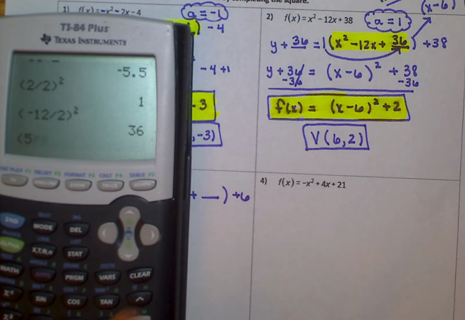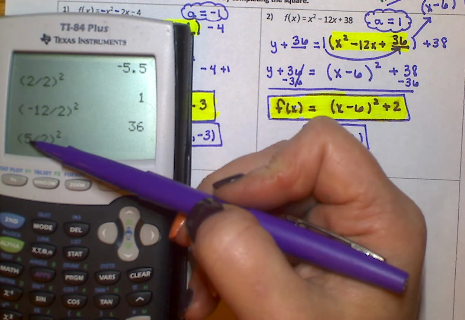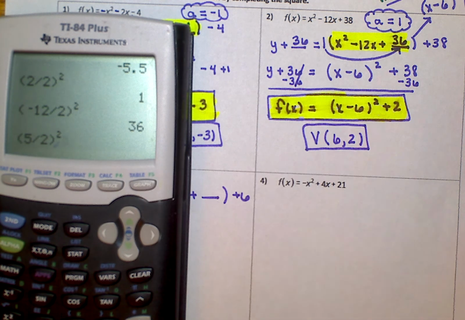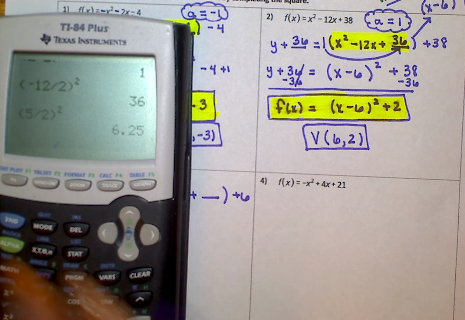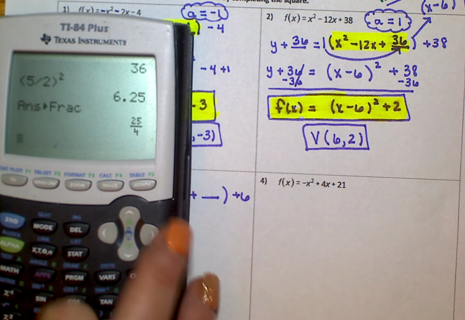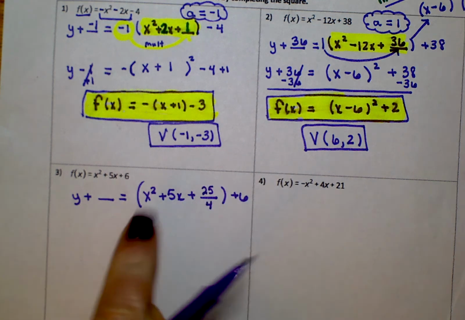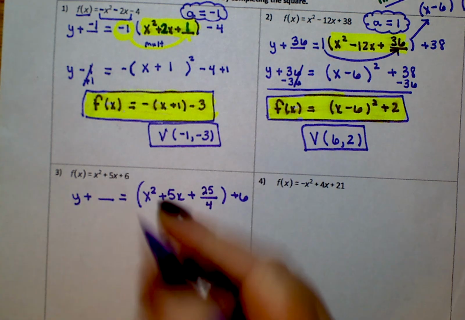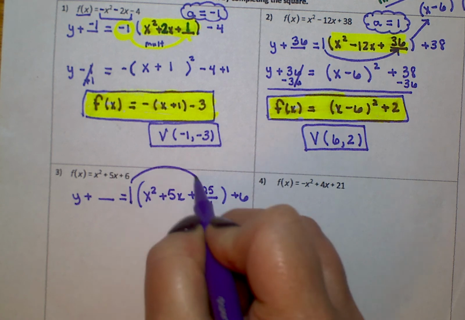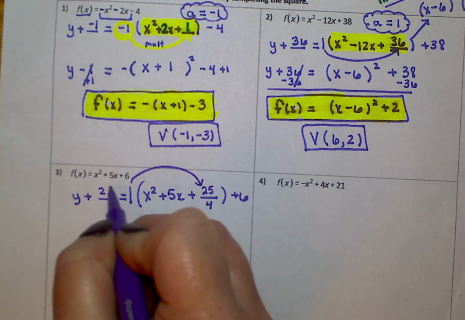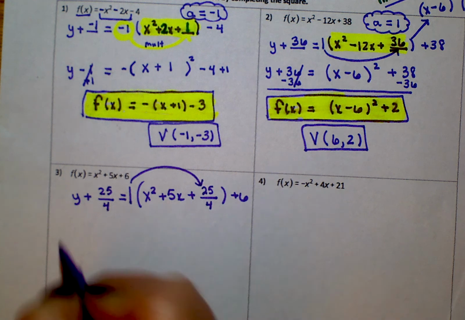So I'm going to take the 5 and I'm going to divide it by 2. And don't forget to square it. Go ahead and change it back to a fraction when you get that answer. Some people can do that in their head and square 5 and get 25 and square 2 and get 4. So that's going to go to 25 fourths. Since there's a 1 in front of that parentheses, when I multiply that to 25 fourths, it's just going to stay 25 fourths.